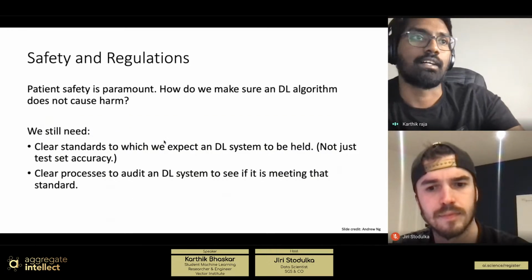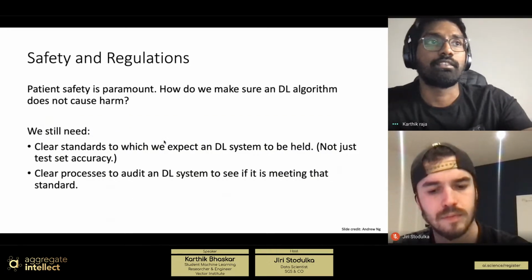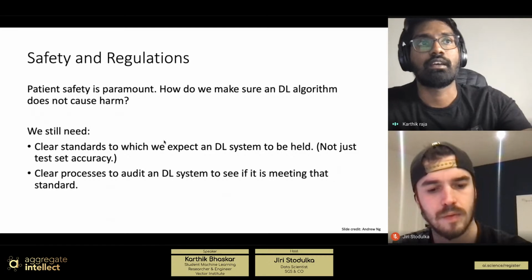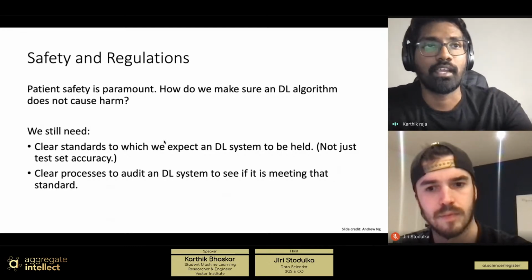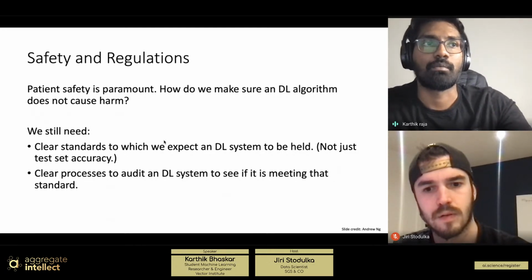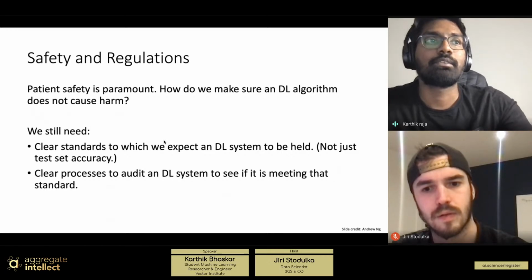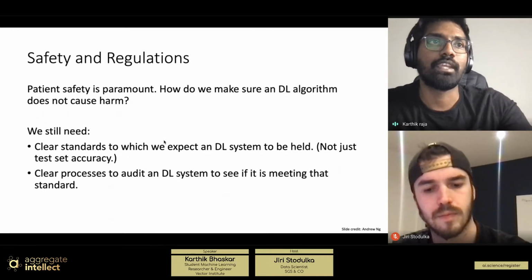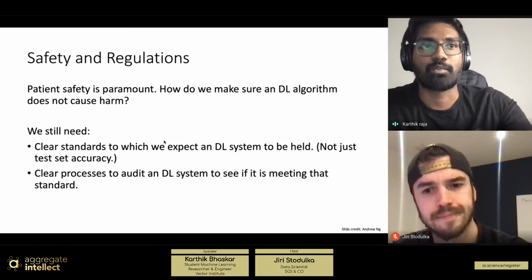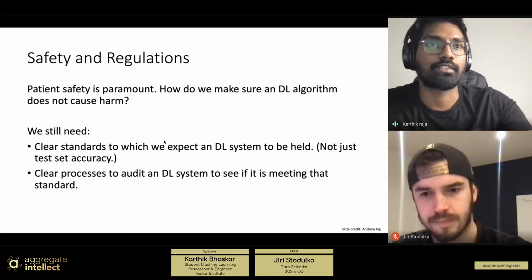The other one is safety and regulations. Patient safety is very important. How can we make sure an algorithm does not cause harm? I think we still need to set clear standards to which we expect a deep learning system to be held, not just on test accuracies.